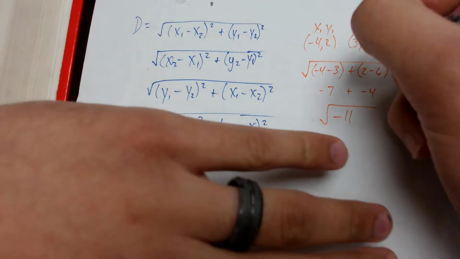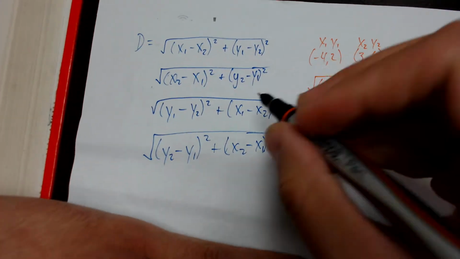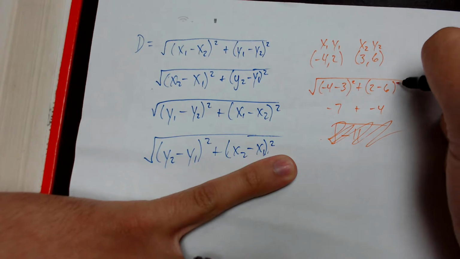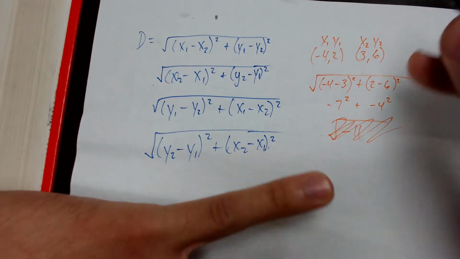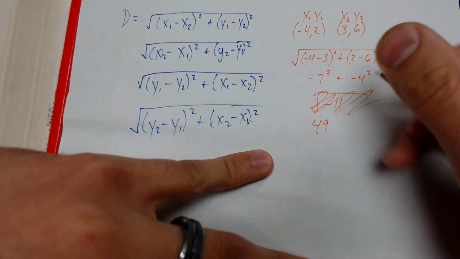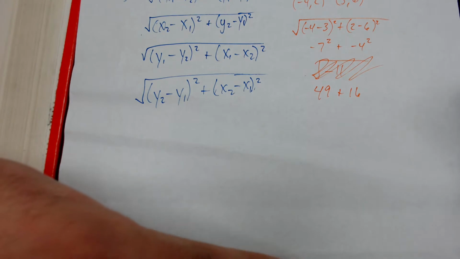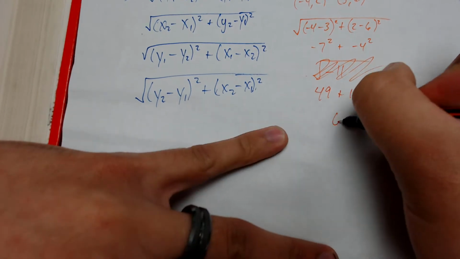Oh, I forgot to square them. Hold on. I thought that was weird. I was like, I'm not supposed to have a negative here. I forgot to square them. So squared and squared. So -7 squared, -4 squared, -7 squared is 49. 4 squared is 16. So 49 plus 16 gives me 65.